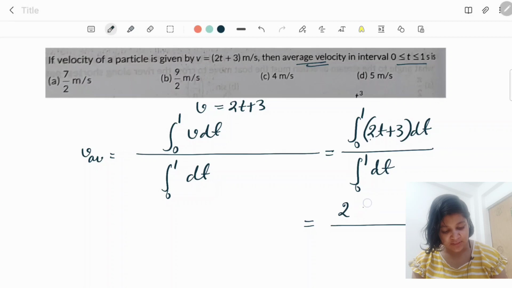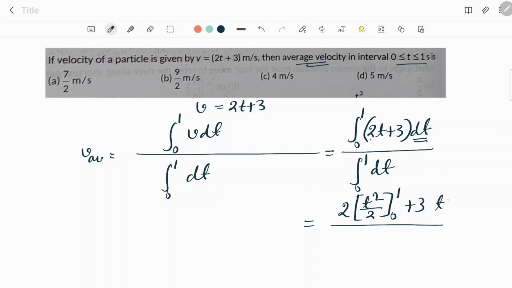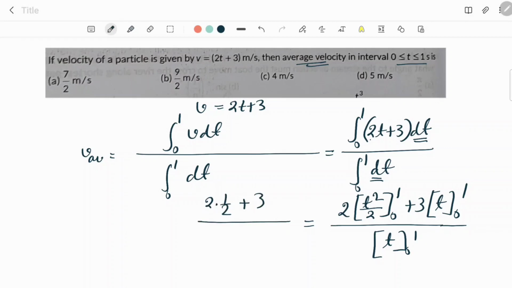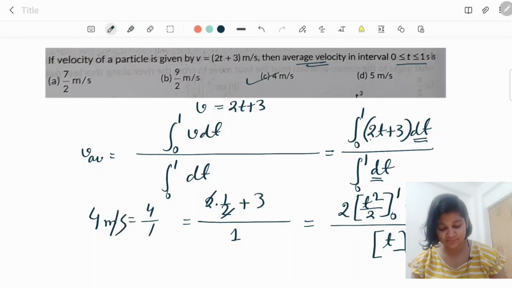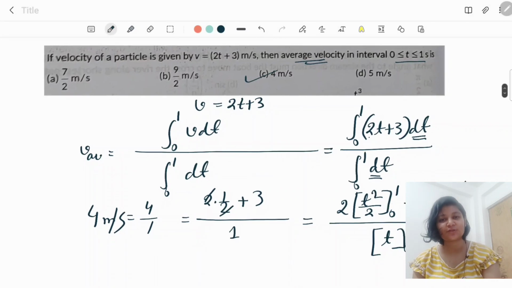2 is a constant, it will come out. The integral of t is t square by 2. We have to take the limit from 0 to 1. Plus 3 into dt is integral to t, and this dt will become t after integration and we have to put the limit from 0 to 1. So 2 into half plus 3, divided by 1. So it becomes 4 by 1 or 4. So the average velocity is 4 meters per second. So while solving this problem, we also learned how to take the average or time average of a quantity.